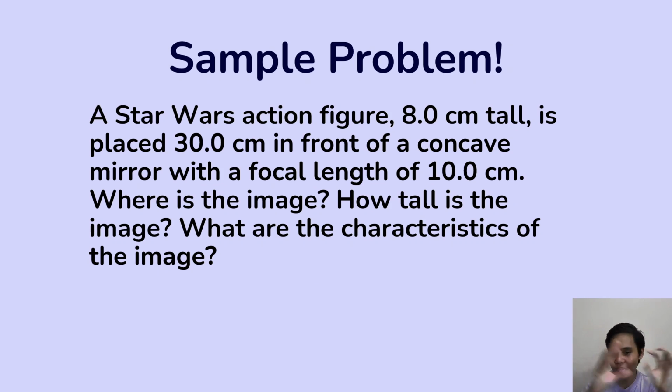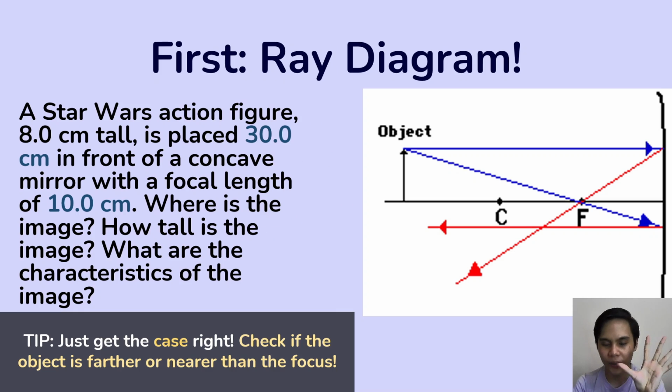So let's take a sample problem. A Star Wars action figure 8 centimeters tall is placed 30 centimeters in front of a concave mirror with a focal length of 10 centimeters. Where's the image? How tall is it? And what are the characteristics of the image? So first, we'll draw the ray diagram.